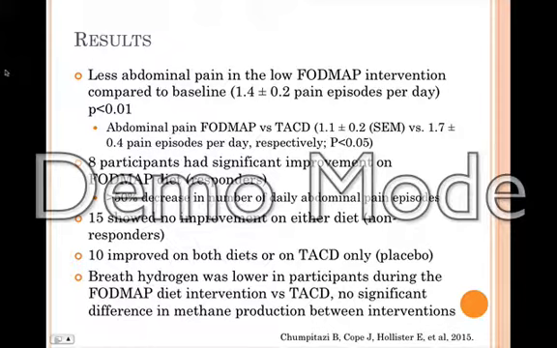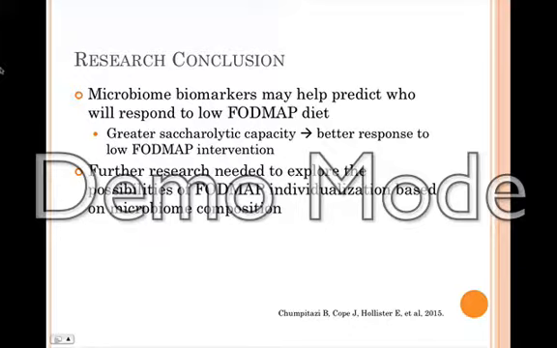Findings from the breath hydrogen test concluded breath hydrogen was lower in participants during the low FODMAP intervention when compared to the typical American childhood diet. There was no significant difference in methane production between the 2 interventions. The authors concluded from this study that microbiome biomarkers may predict responses to a low FODMAP diet. It was found that participants with greater saccharolytic capacity responded better to the FODMAP intervention. The authors called for further research to confirm these findings and explore the possibilities of FODMAP individualization based on microbiome composition.